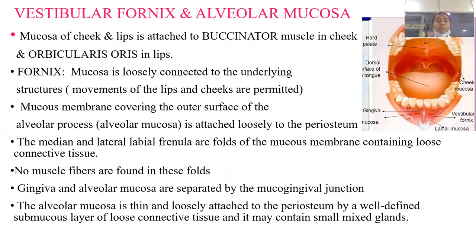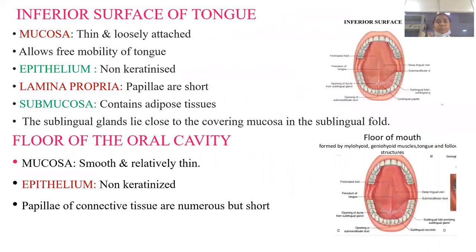Gingiva and alveolar mucosa are separated by the mucogingival fold or junction. The alveolar mucosa is thin and loosely attached to the periosteum by a well-defined submucous layer of loose connective tissue, and it may contain small mixed glands. So in this picture, we can see the different parts of the oral cavity, where the hard palate, dorsal surface of tongue, gingiva, mucosa, vestibular fornix, labial mucosa, and cheek mucosa can be seen.